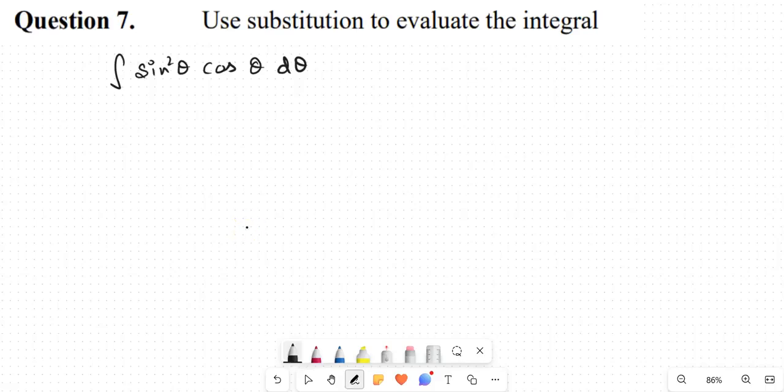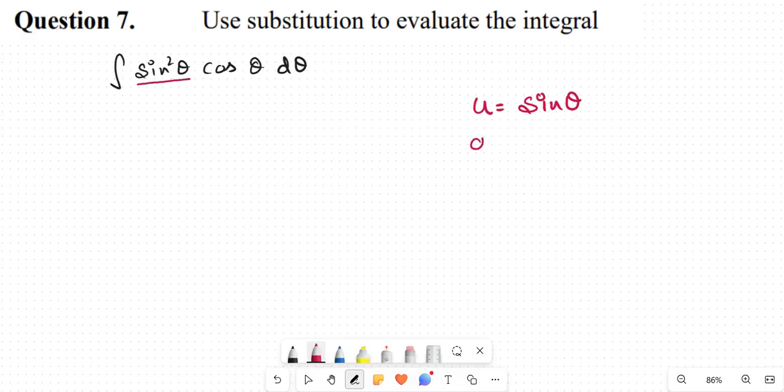Use substitution to evaluate the following integral. It's sine squared theta cosine theta. The power function here is sine squared theta. Inside is sine theta. So I'm going to try to make the substitution u equals sine theta.